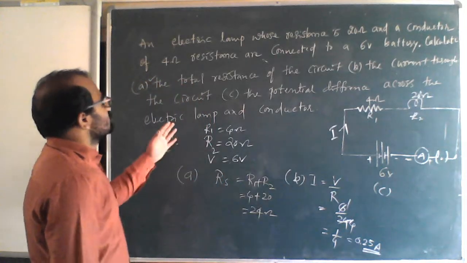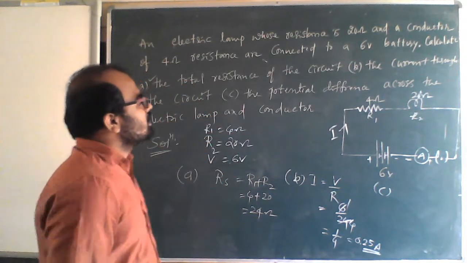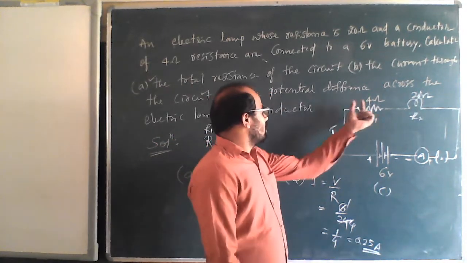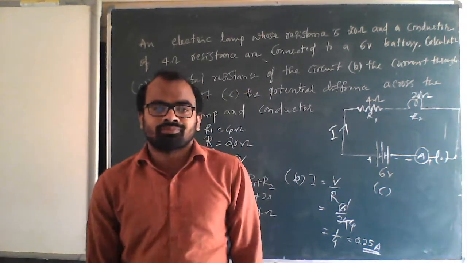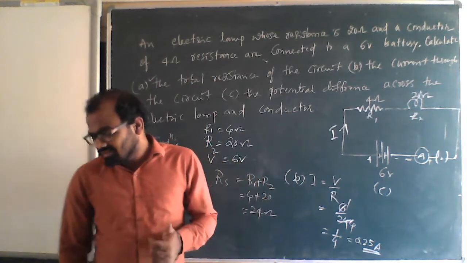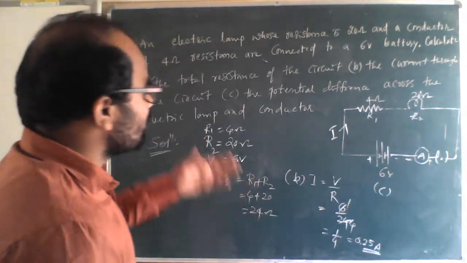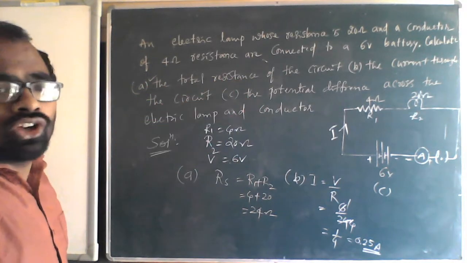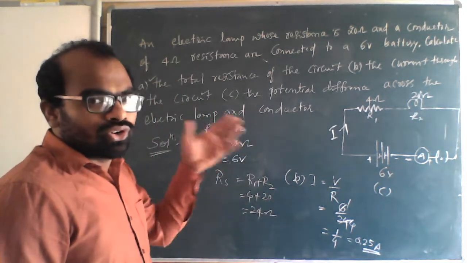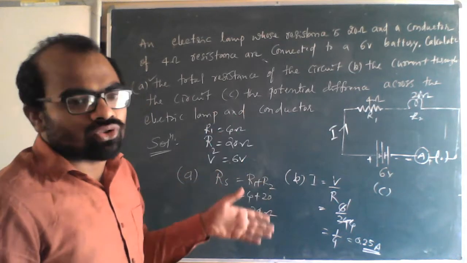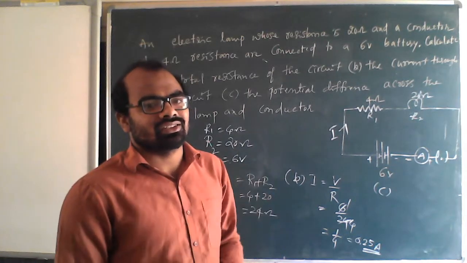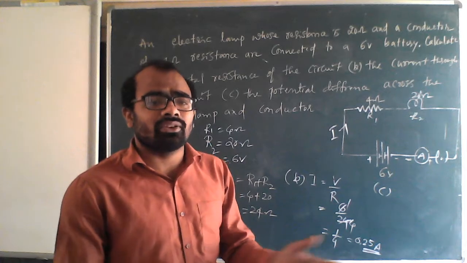So third one, C. The potential difference across the electric lamp and conductor. The current 0.25 ampere will be the same in the 4 ohm resistor and the 20 ohm resistor also. Why? Because in a series circuit the electric current will be the same. So the lamp also has the same current, but the potential difference divides in series circuit. In parallel, potential difference is the same and current divides.